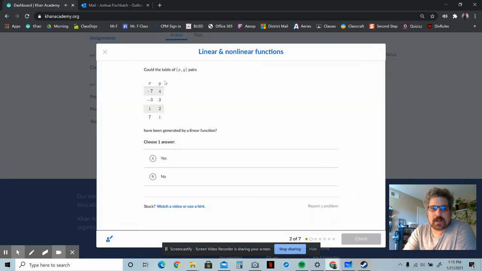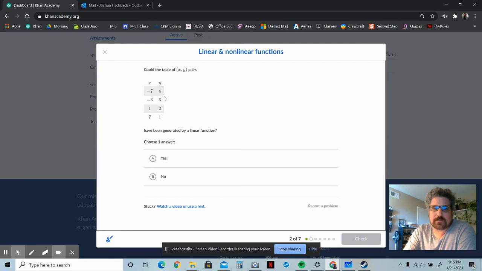The next one you're going to have is this one here. It says, could the table of xy pairs have been generated by a linear function? So what you're looking for here is as x increases by 1, is y increasing by the same amount every time? So you look for the slope, okay? If it has a slope that's constant, then you have a linear function.